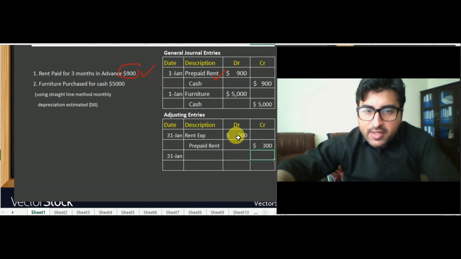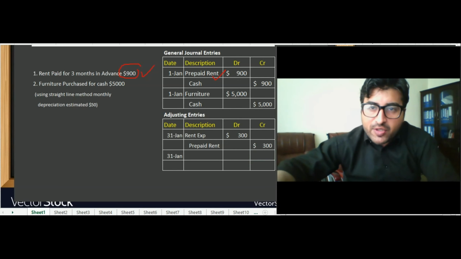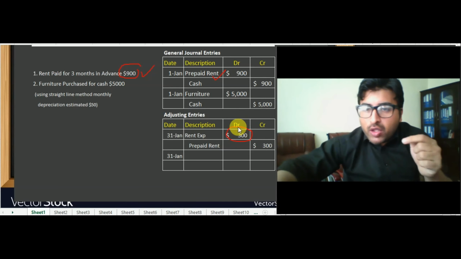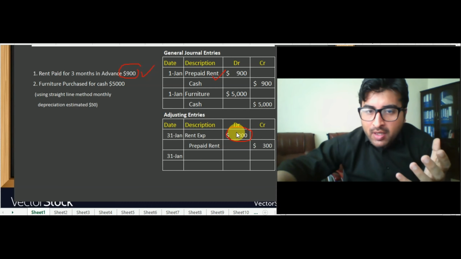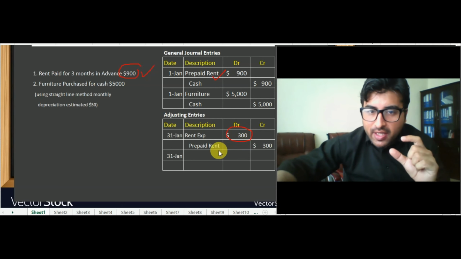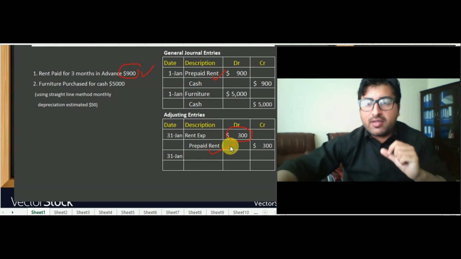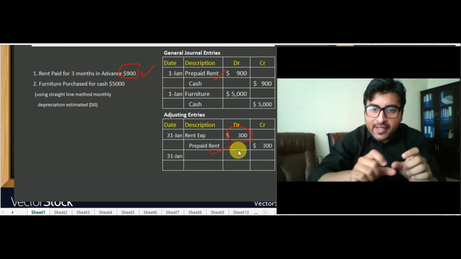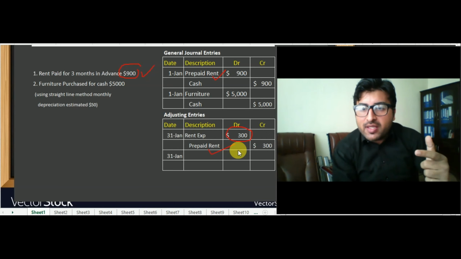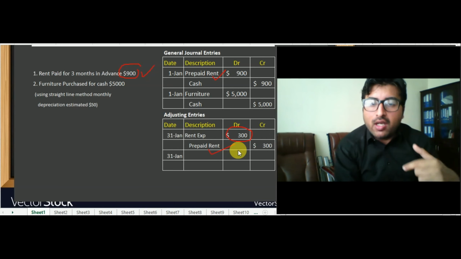Dear students, why are we debiting the rent expense? Because the expense was incurred. Obviously, for 1 month we have taken a benefit. Here we are not paying cash. Here we have an asset and the value of that asset decreases, and which asset is that? Prepaid rent. Now we are apportioning how much of the prepaid rent converted into expenses, so we can say $300.